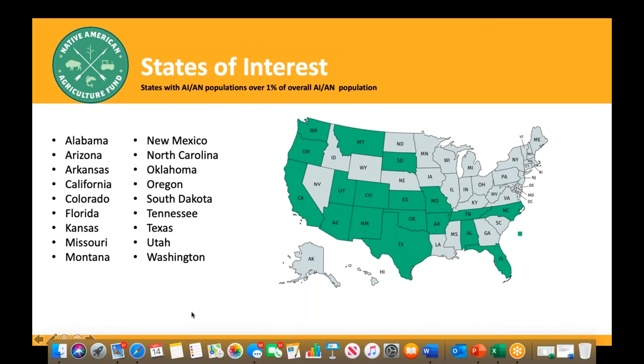Okay, so this here is the states of interest, and this is important to note because I'm going to be talking a lot about these states through the presentation. And those states of interest are states with American Indian, Alaskan Native population over 1% of the overall American Indian, Alaskan Native population. And you can see those states are highlighted in green on the map and also listed.